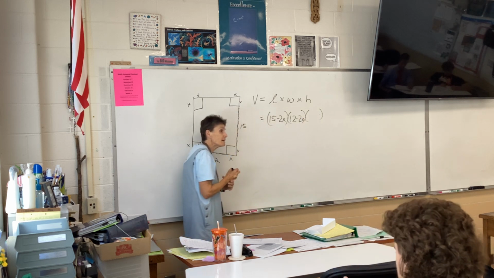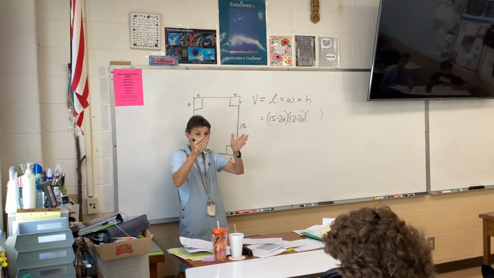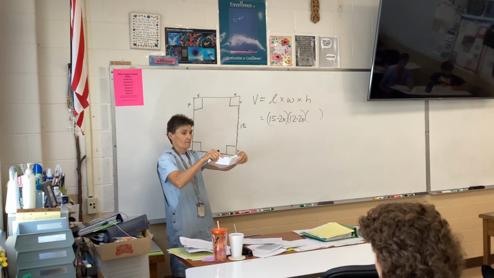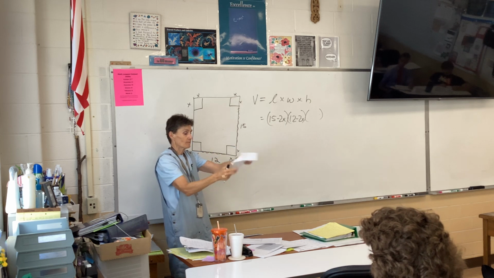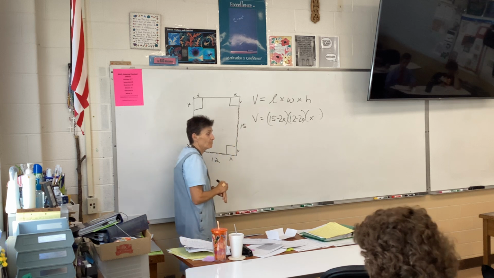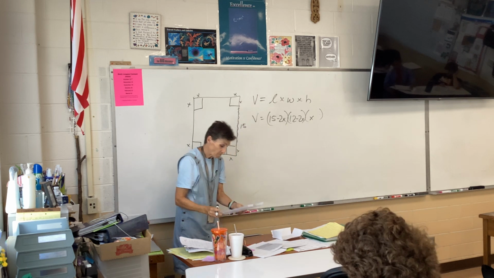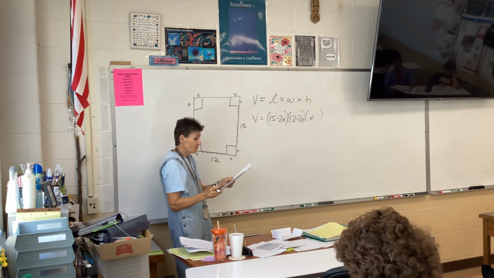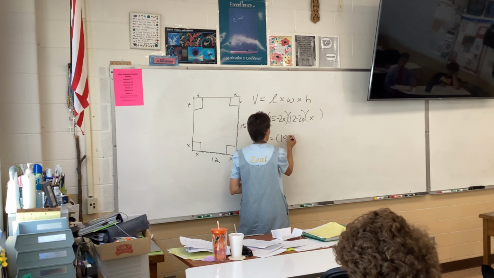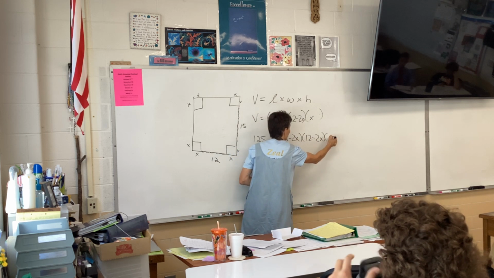And then the height of the box is x, because isn't the height the corners that you cut out? Isn't this x right here? So there is our volume formula. Now, question A says, we want the volume to be 125. So would you agree with this equation for this problem?